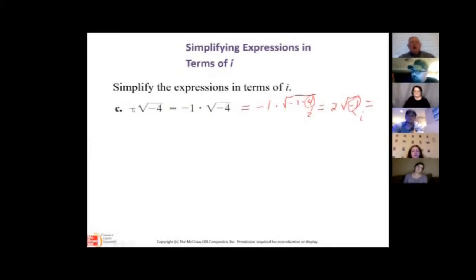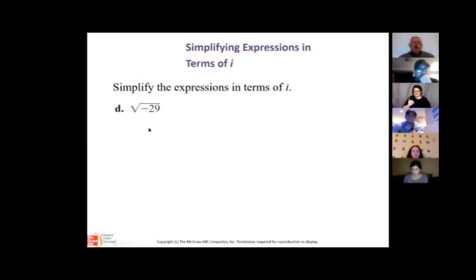In this problem, we've got a negative on the outside, which will just carry through for us until the very end. You can see it here. We changed it from just a negative to a -1. Okay, the square root of -4 becomes the square root of -1 times 4. The 4 extracts to a 2. The -1 extracts to an i. So we get the original negative times 2i, or -2i.